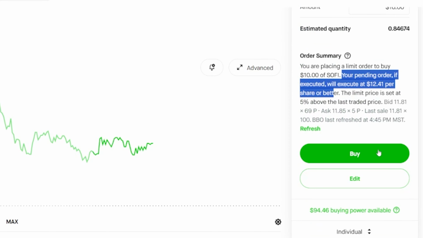And then from here, you can go ahead and click on buy, and then you will have a market order go through. If you are doing this during market open, this will go through pretty instantaneously for you. If you're doing this off market hours, then it'll actually be pending for the next opening market time.